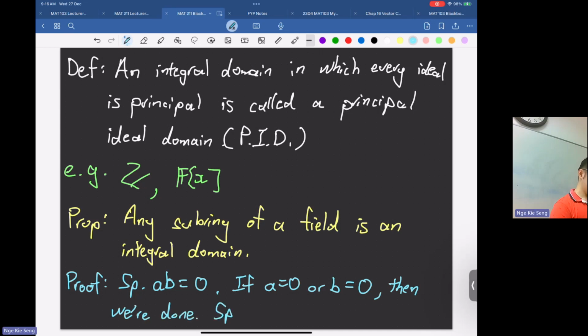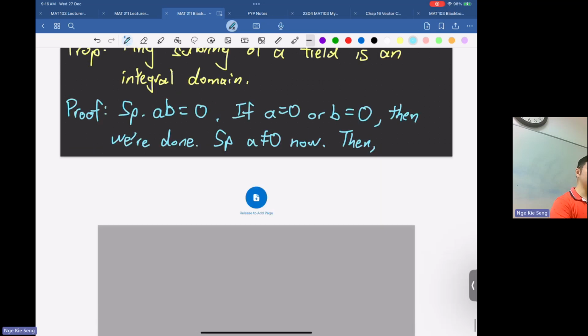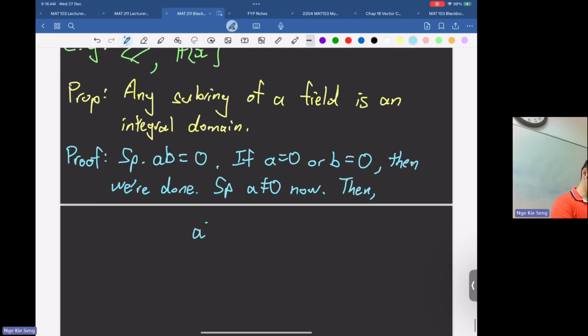So suppose A is not 0 now. Then A inverse exists, so I can multiply A inverse on both sides. And then I prove that B must be 0.